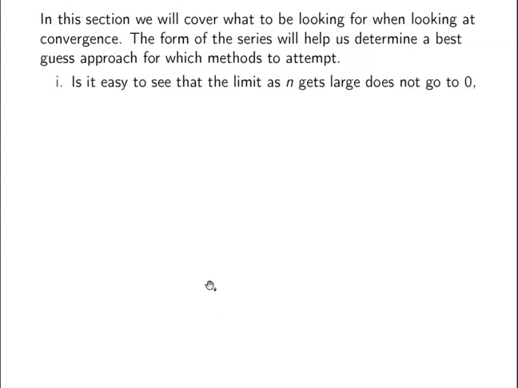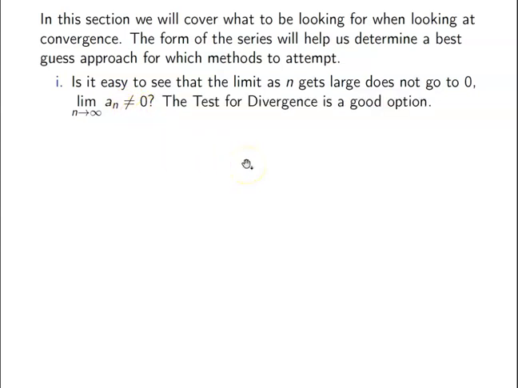So the first thing that we should probably look at is: is it easy to see that the limit as n gets large does not go to zero, right? If my sequence does not decrease towards zero, then it's probably divergent. So if the limit of the sequence of terms as n goes to infinity does not go to zero, then the test for divergence is a good option, because that's literally what the test for divergence is, right?